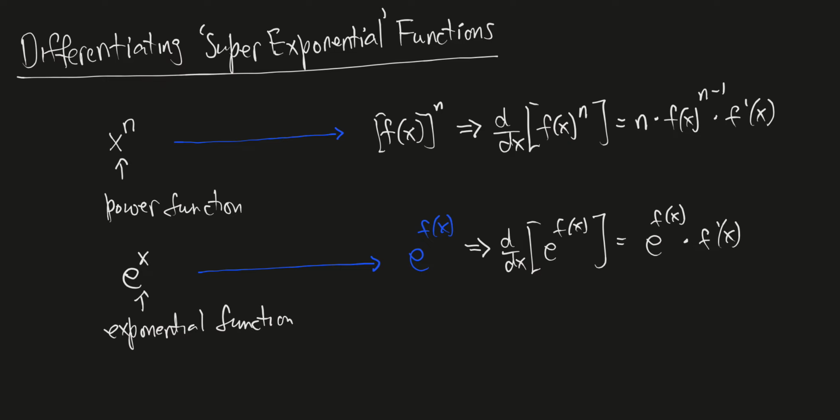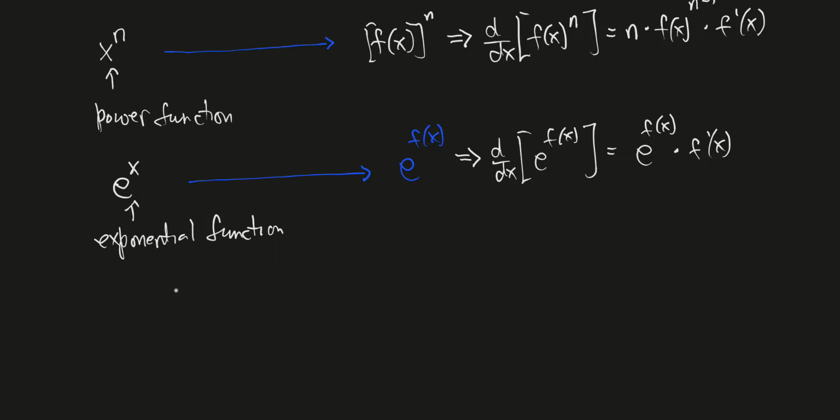But here is now the question that I pose. What if you have a function that looks like this, where you have f of x raised to the g of x? How do we differentiate this? It's not a power function because the exponent isn't a constant, and it's not an exponential function because the base is not a constant. So what do we do?